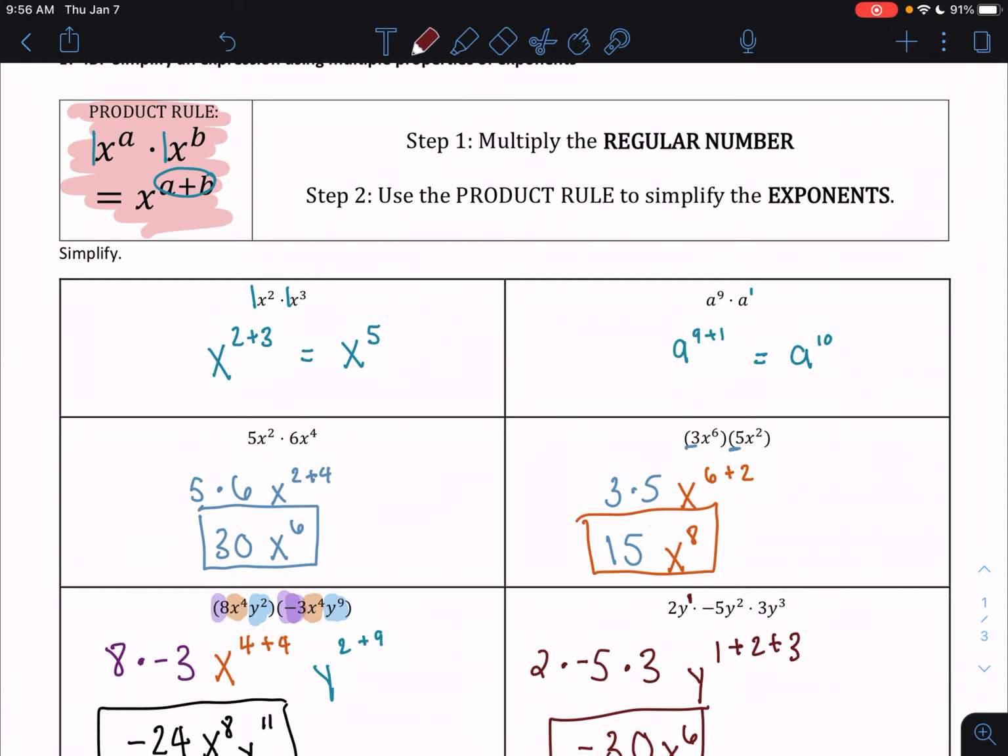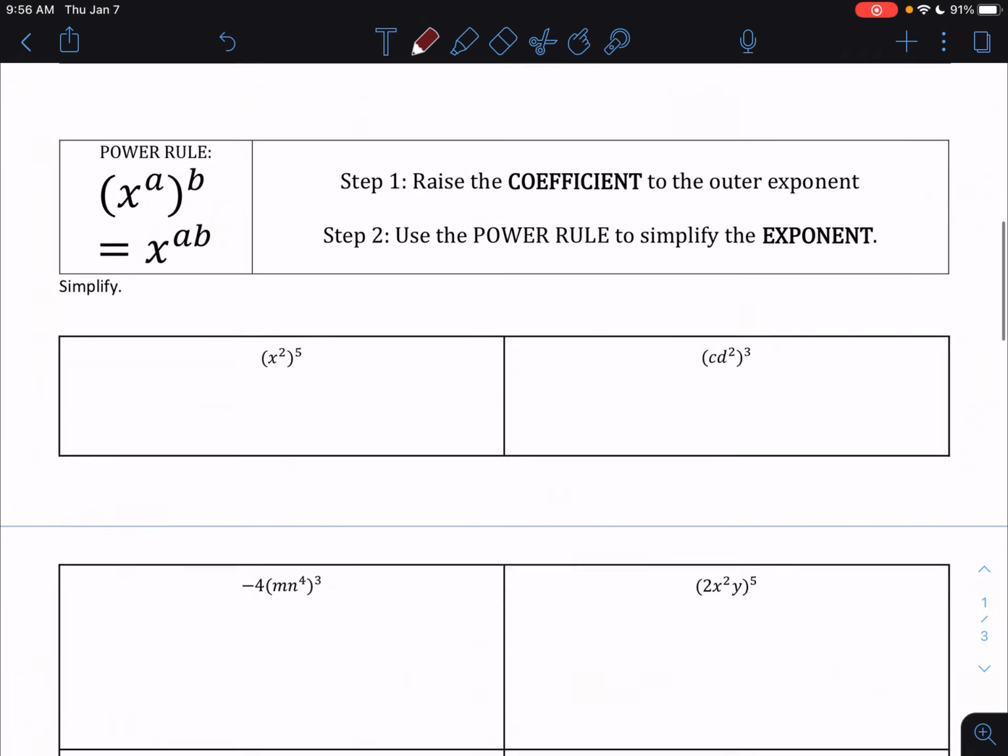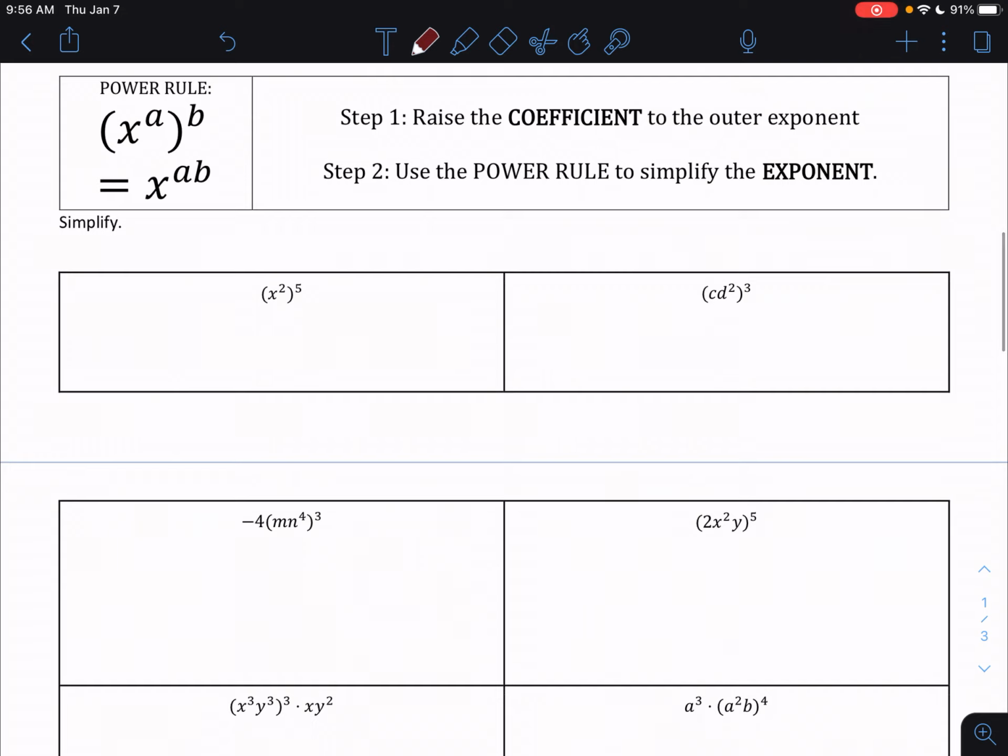If you need to take a second and look back at that, you can, and we are going to go on to another rule, the power rule. So here's our power rule. X to the a, and then we're going to take that to the b. And when you do that, you multiply the exponents. So now we're multiplying it, and that's our power rule.